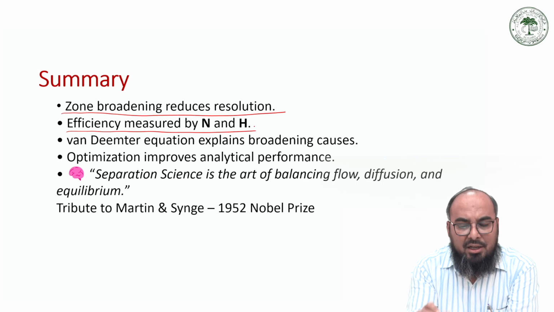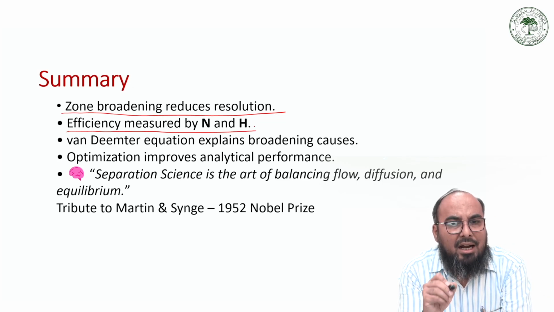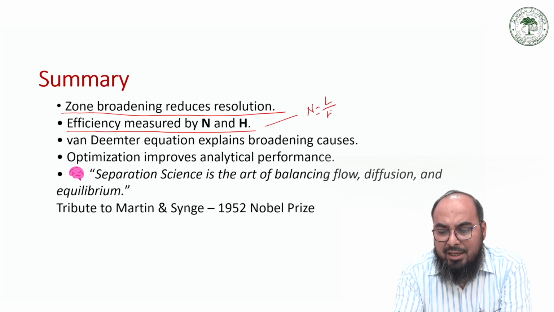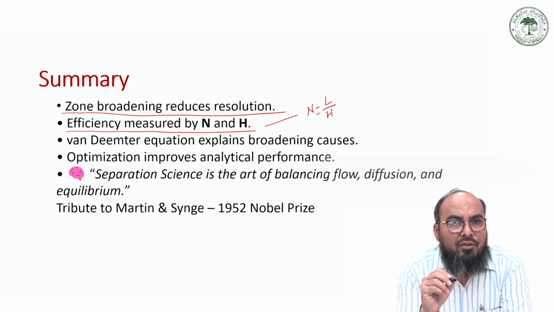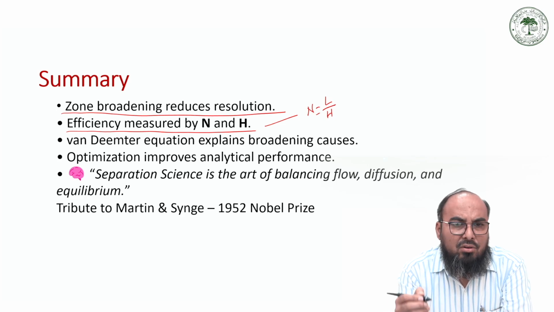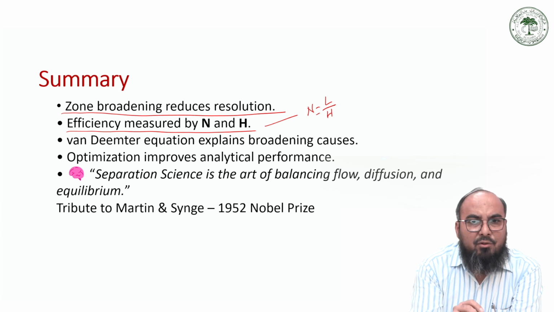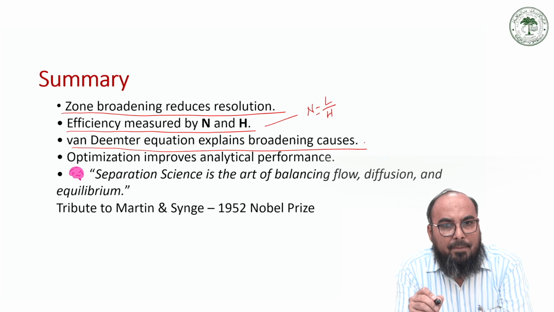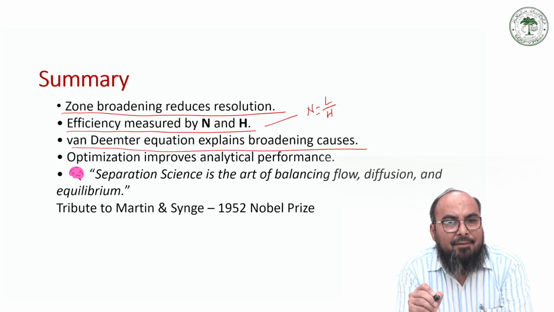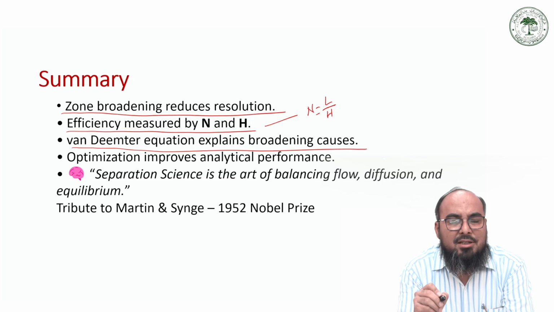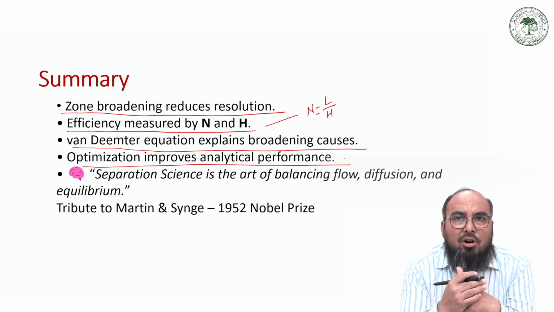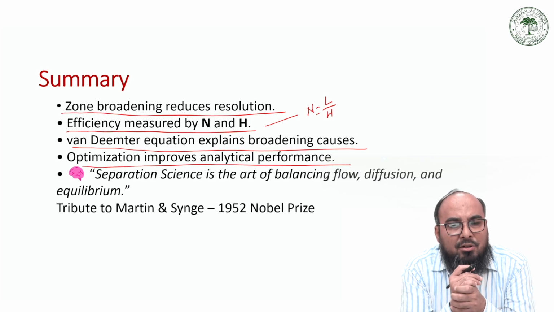efficiency can be measured in terms of the number of theoretical plates and the height equivalent to theoretical plates. We have already discussed it, and there are so many equations. For example, n can easily be calculated by L upon H, where L is the length of the packed column and H is the height equivalent to theoretical plate. Van Deemeter equation explains broadening cases, so it gives you a quantitative idea. Now optimization, we have to do optimization because optimization is a process which is going to improve our analytical performance. So the next talk will be based on the optimization of our column.